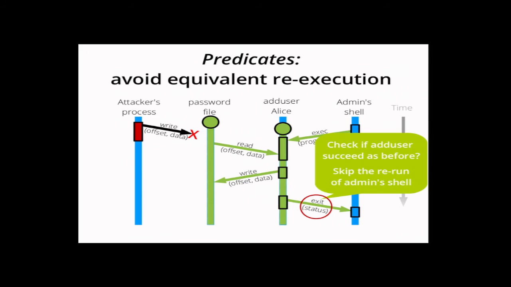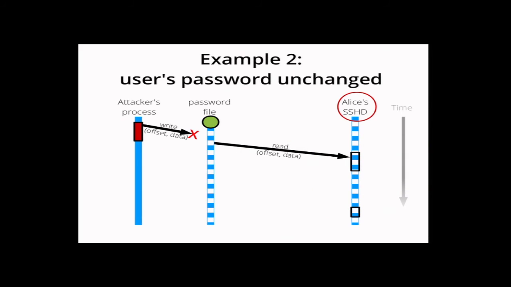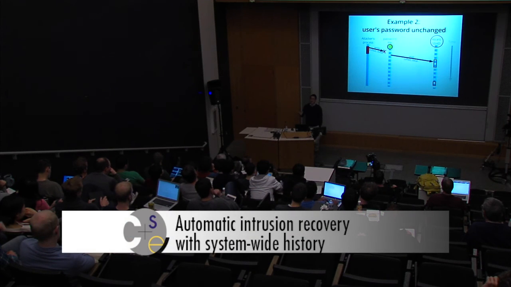Let me consider another example. Similar to the previous one, the attacker process writes down to the password file, and then Alice's secure shell server reads the modified password file. In order to recover from this attack, we first have to roll back the password file, and also we have to roll back Alice's secure shell server. It means that we have to roll back all the processes that are inherited from Alice's secure shell server. How can we solve this problem?